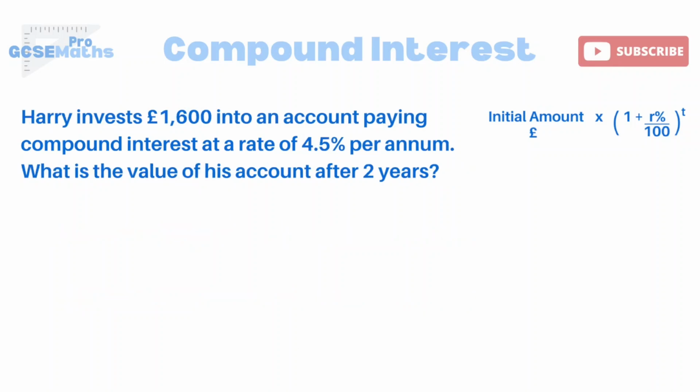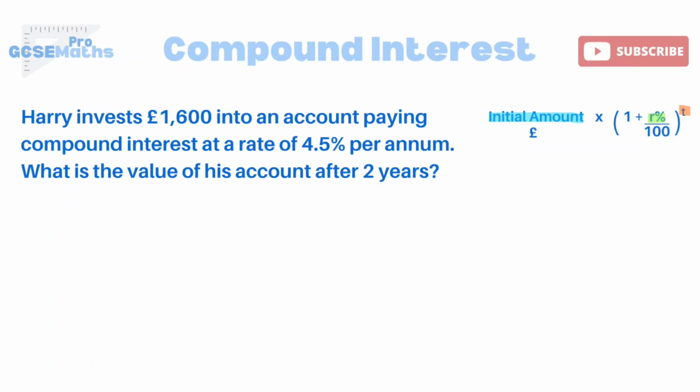From this point, a lot of the questions are very similar. You kind of get a pattern in terms of, you're looking for 3 pieces of information, as we already said. We're looking for the initial amount, we're looking for the percentage interest, and we're looking for the time or the number of years in this case. So, Harry invests $1,600 into an account paying compound interest at a rate of 4.5% per annum. What is the value of his account after 2 years?